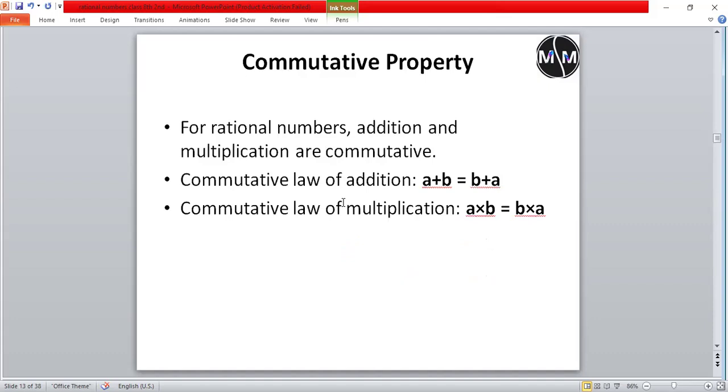Commutative property. For rational numbers, addition and multiplication are commutative. It means in this property, the answer remains the same despite changing the position of the numbers. It is only applicable for addition and multiplication. What I said is that if we change the position of the numbers, the answer will remain the same. This is the commutative property.